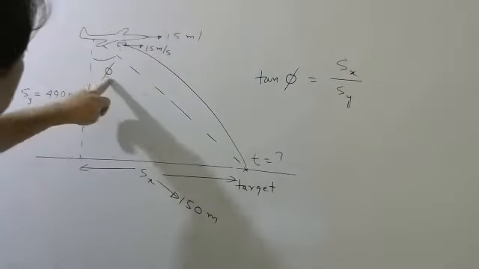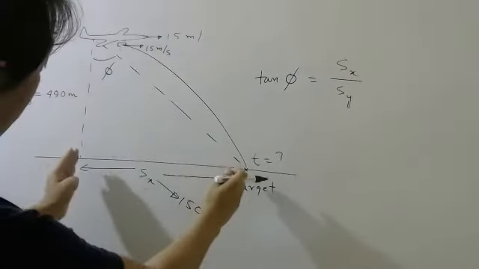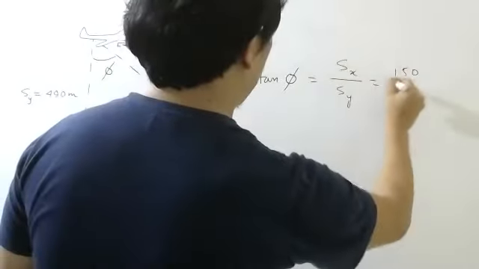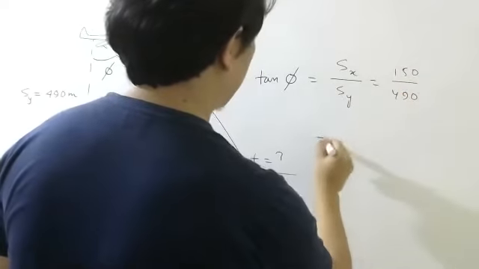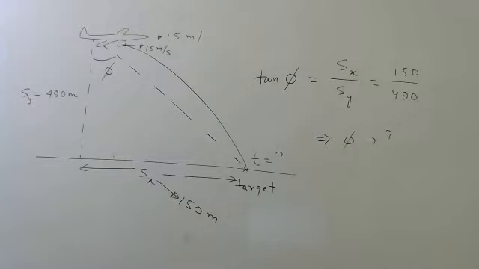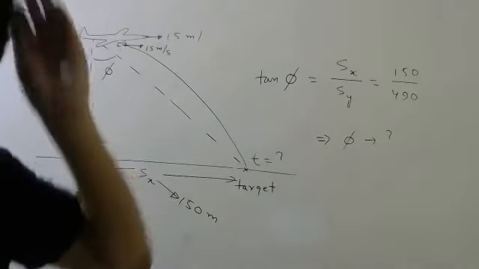Because if this is your phi, then this becomes your opposite, this becomes your adjacent. So 150 by 490. So from here phi can be calculated. Okay, students? So keep all these questions in your mind.